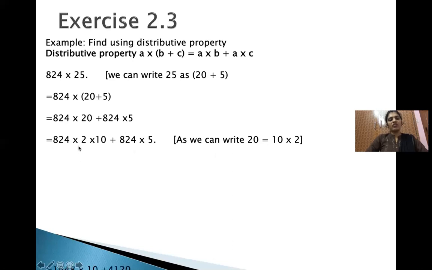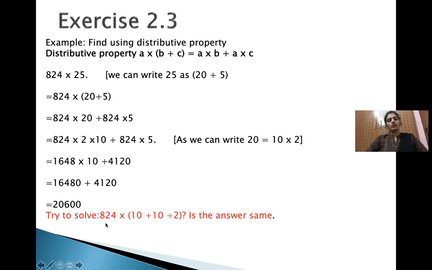If we simplify this, we got 1648 into 10 plus, if we multiply these two numbers, we got 4120. So here we got 16,480 plus 4,120. Now you can add these two numbers. Here we got 20,600 as the answer.